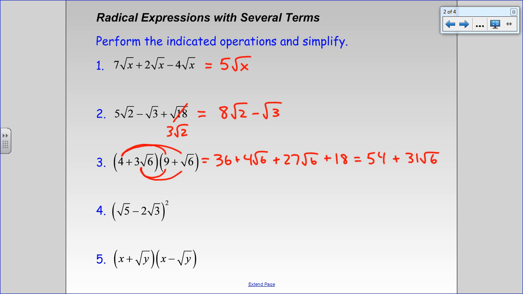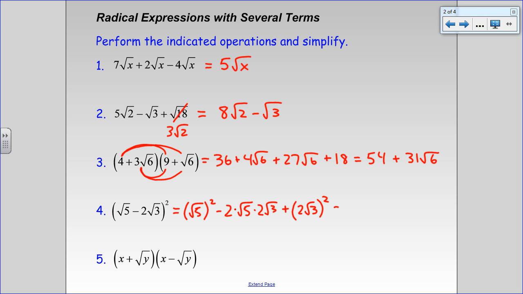Problem 4, we can use the pattern we used when squaring a binomial. So in this case, our a is the square root of 5, and our b is 2 times the square root of 3. So we have a squared minus 2 times a times b plus b squared.